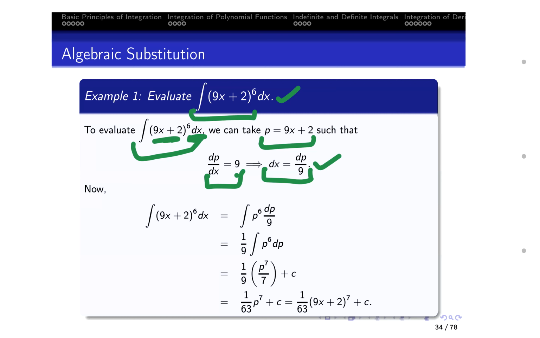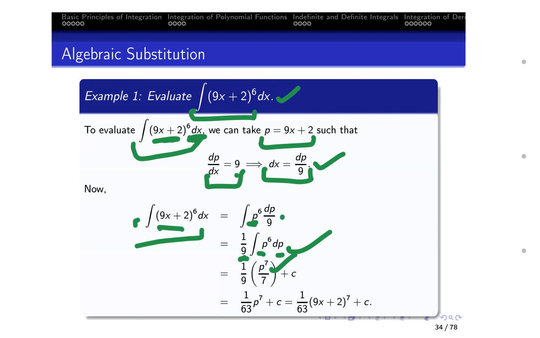So that means the integral of (9x + 2) raised to power 6 dx is equal to p, because 9x + 2 now is p, raised to power 6. So it's like you have found a way of simplifying it. So you have p raised to power 6 times dp over 9. I know dp over 9 is like 1 over 9 dp. So you can take out the 1 over 9 and you have the integral of p raised to power 6 dp. This looks like a very simple thing to integrate now. It looks like a polynomial expression you can simply do. So p raised to power 6 would now be p raised to power 7 divided by 7 plus c.